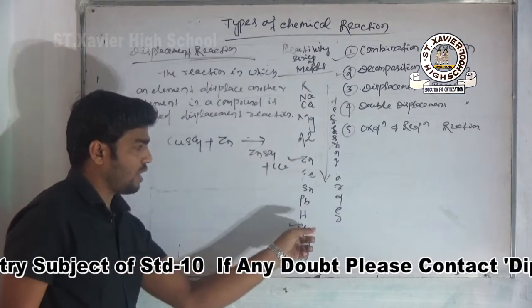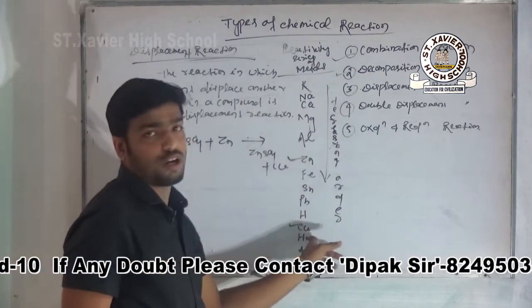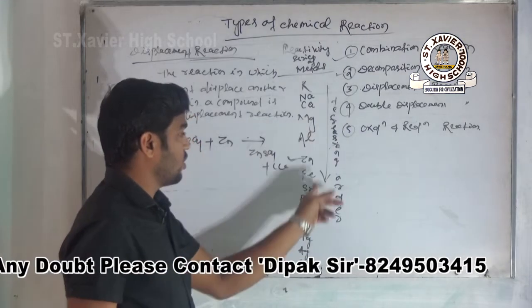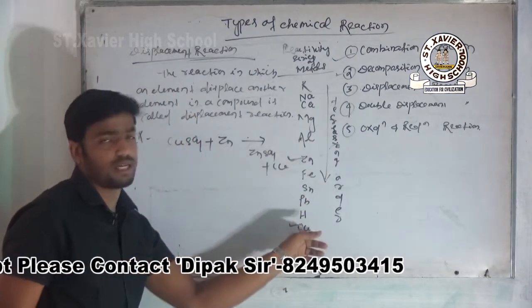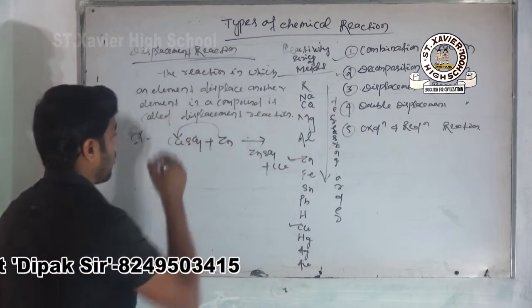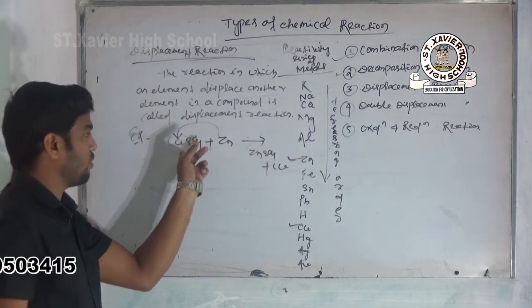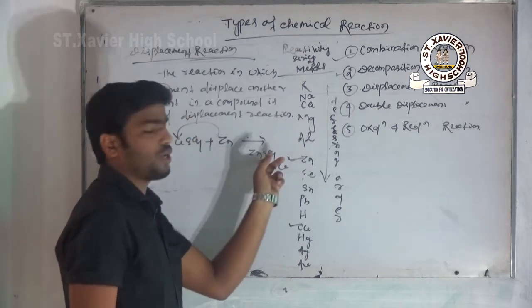Here is a copper and here is a zinc. Which is more reactive? Zinc is more reactive than copper. From the series, we cleared that zinc is more reactive than copper. So here zinc can easily displace copper from its compound and take the position of copper here.